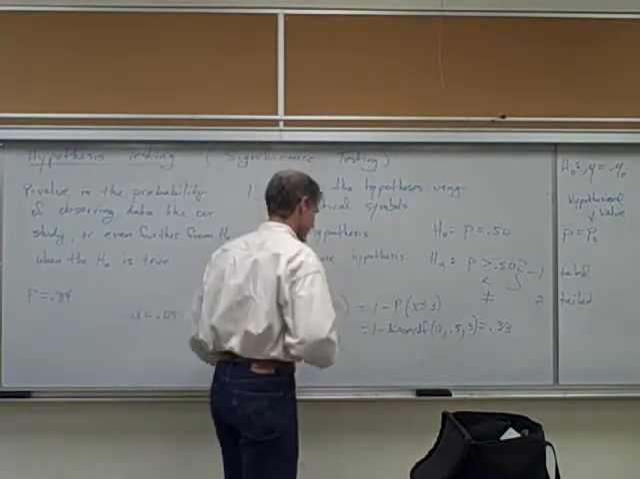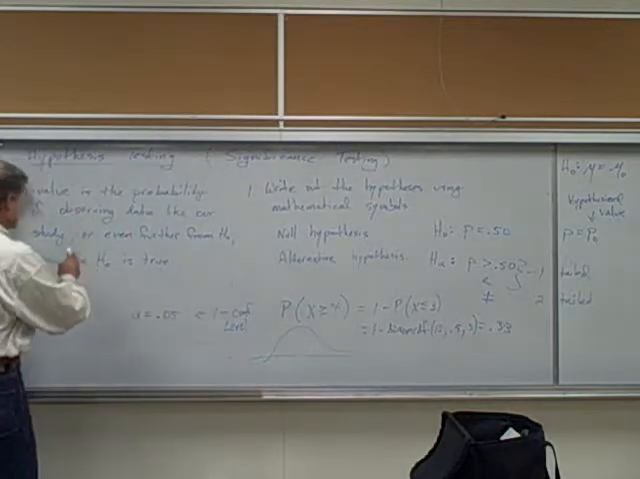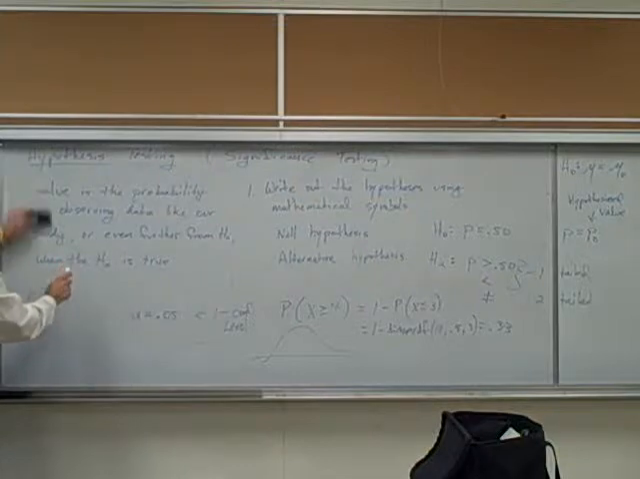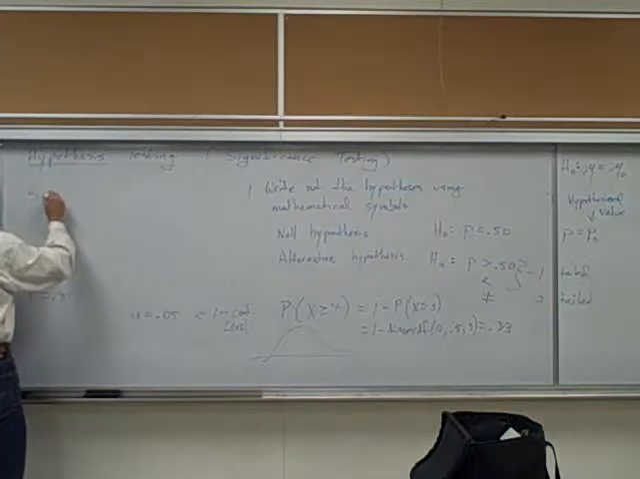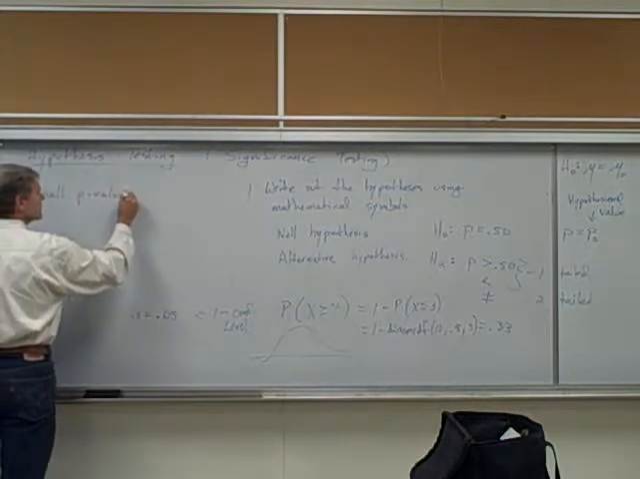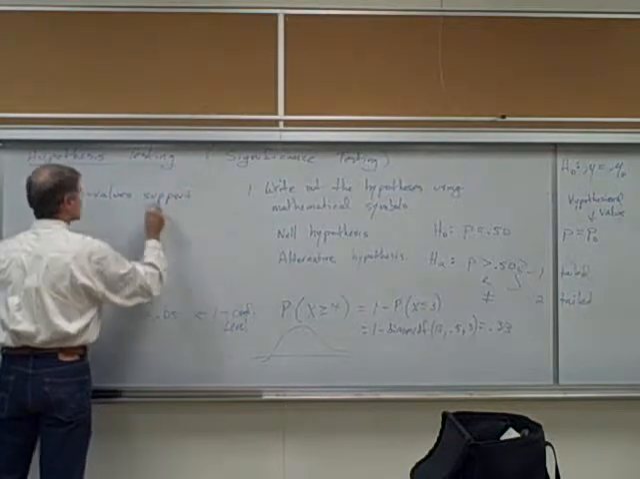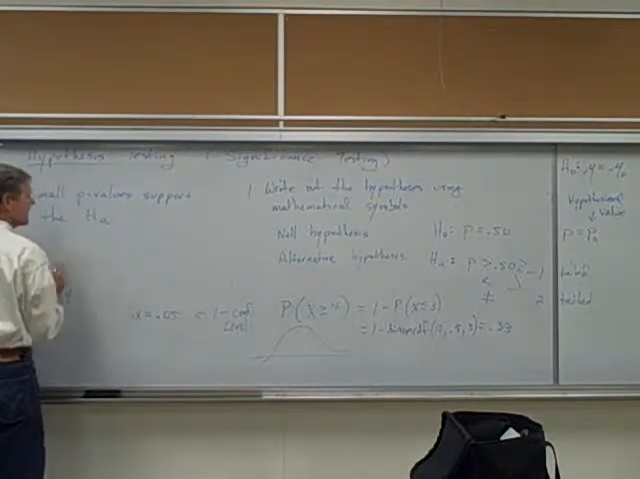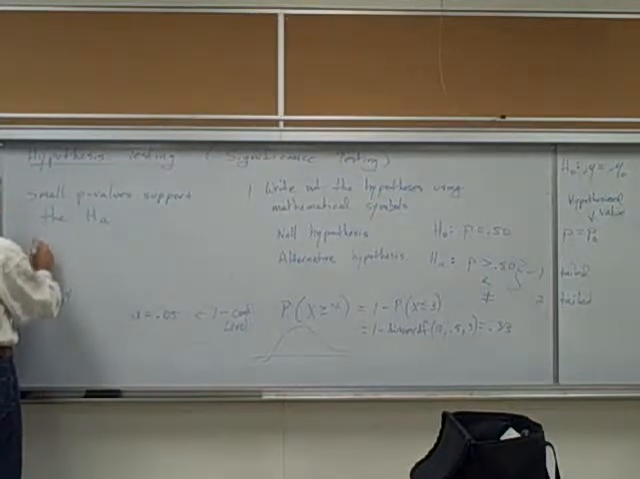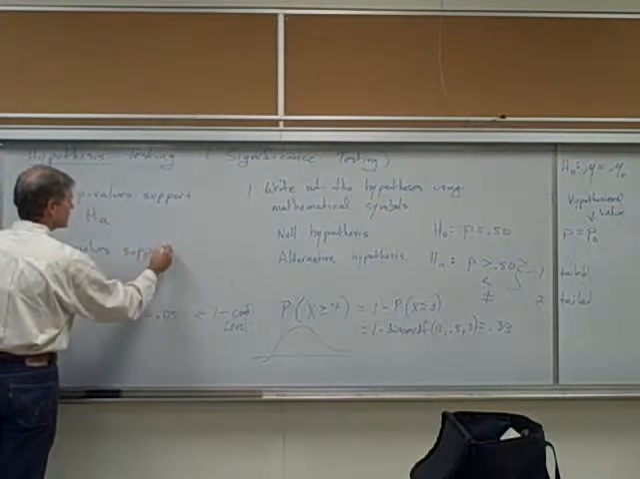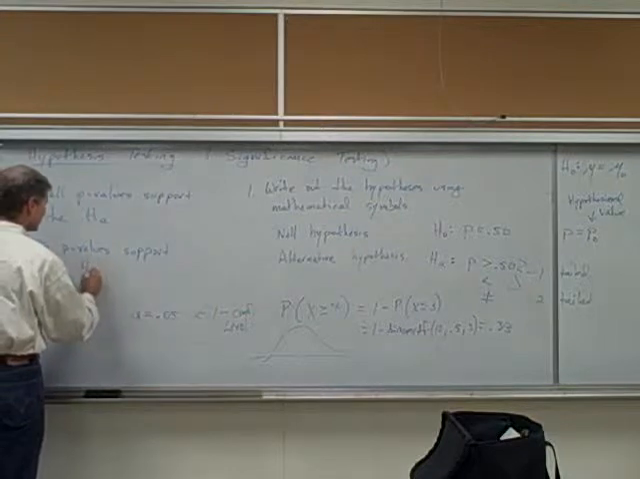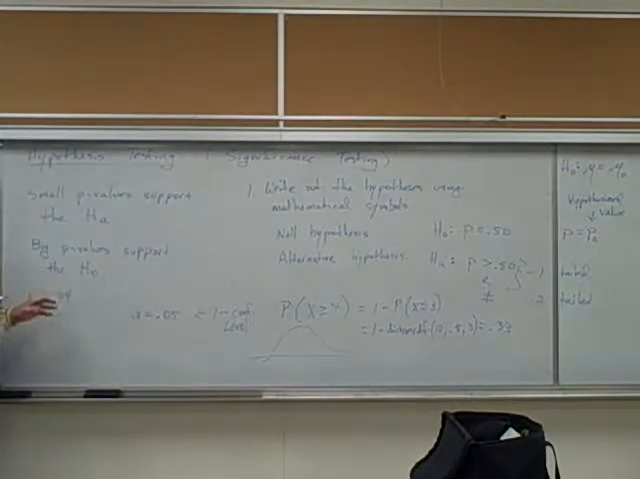I was starting to write that over here and I got sidetracked and I forgot. I'm going to go ahead and erase this. We'll say small p-values support the alternative H sub A. Big p-values support the null. Again, we don't say the null's true, but we seem to be supporting the null, so I can't reject that. Now, how big is big and how small is small?